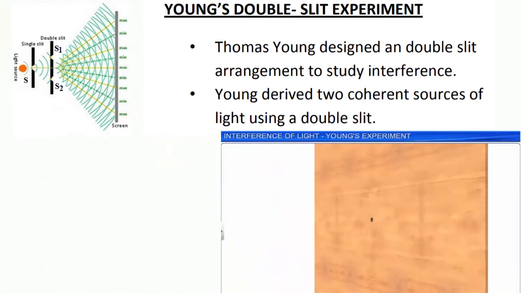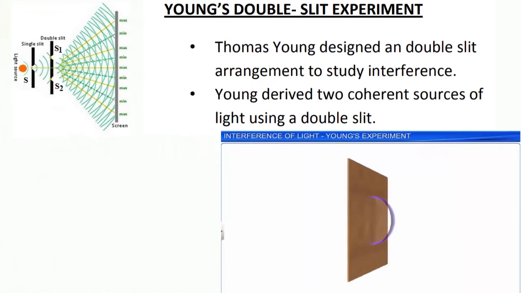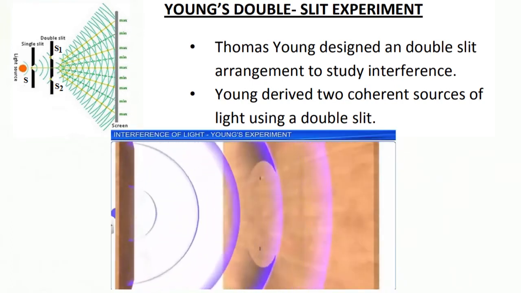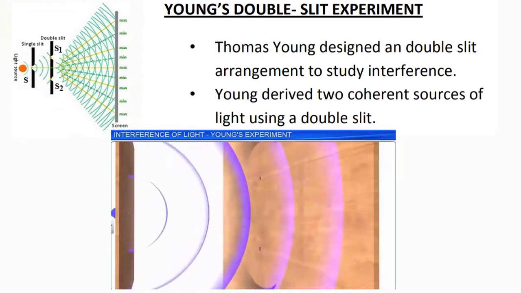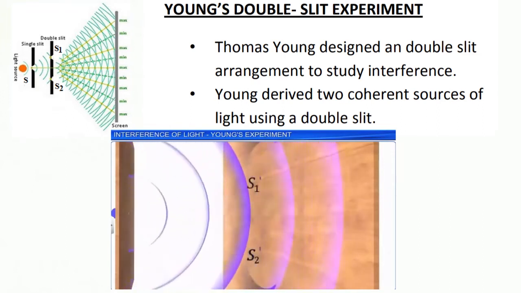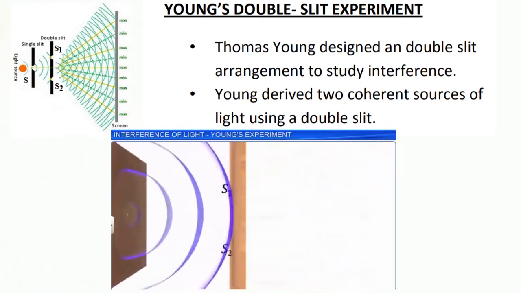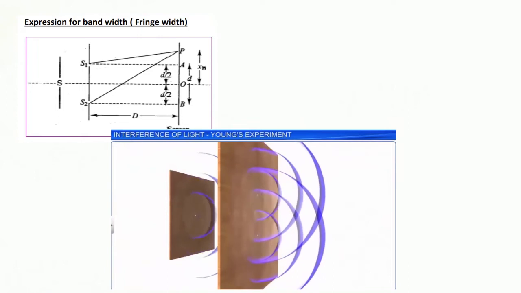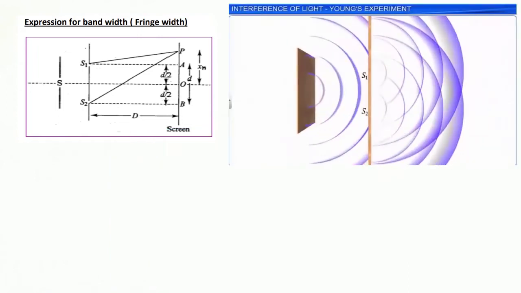Thomas Young designed a double slit arrangement to study interference. Young derived two coherent sources of light using double slit. When light from two coherent sources S1 and S2 superimpose, alternate dark and bright bands are formed on the screen. Expression for bandwidth or fringe width.